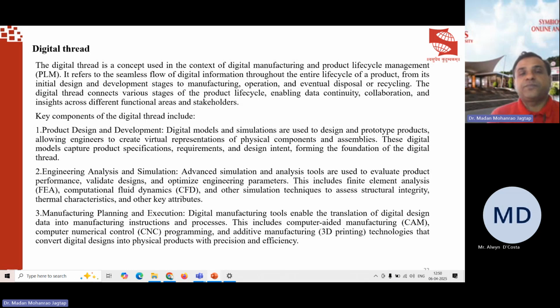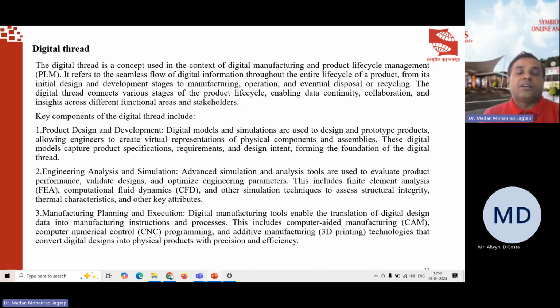So in this way, every product has its unique digital thread, and it starts communication from the CAD model, the CAD design, till the product development. So that is the digital thread, and every product has a unique digital thread. It goes throughout the life cycle of the product.